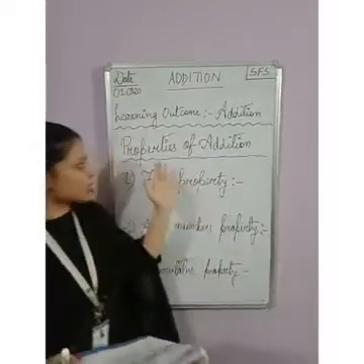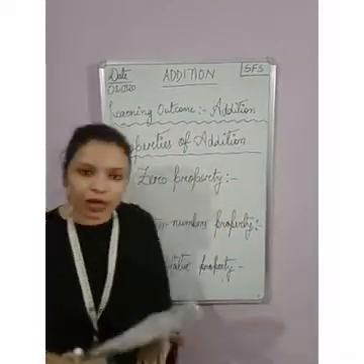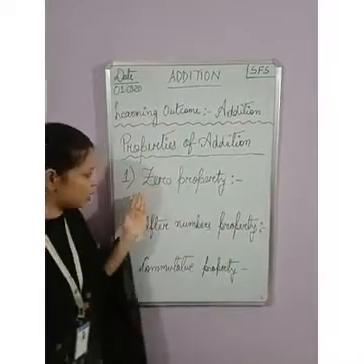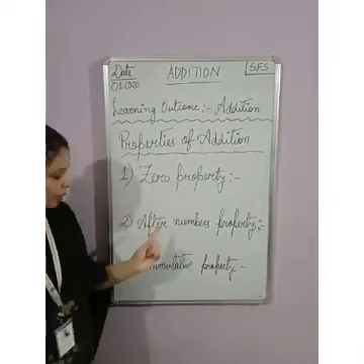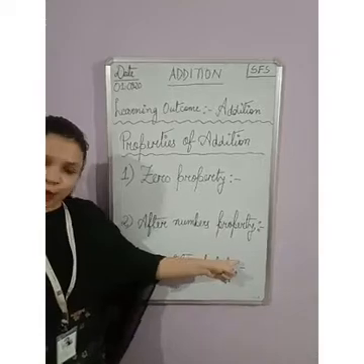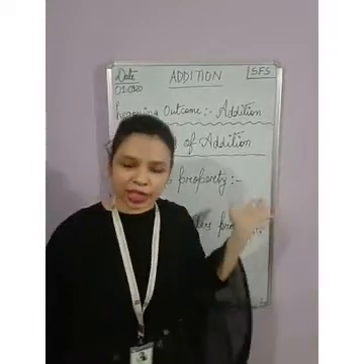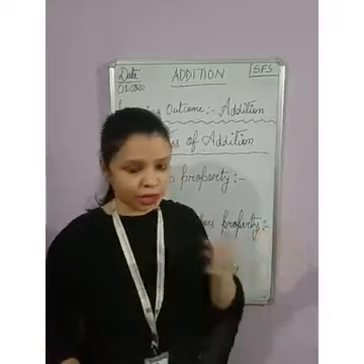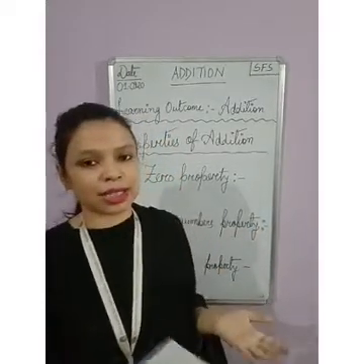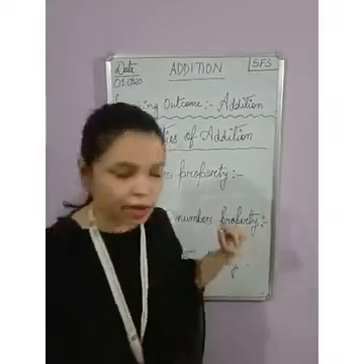Now, properties of addition. Here we have three properties. The first is the zero property, the second is the after numbers property, and the third is the commutative property. I have not written the definitions here. The definitions are already in your book, and we have also written and discussed them multiple times. We are revising here.